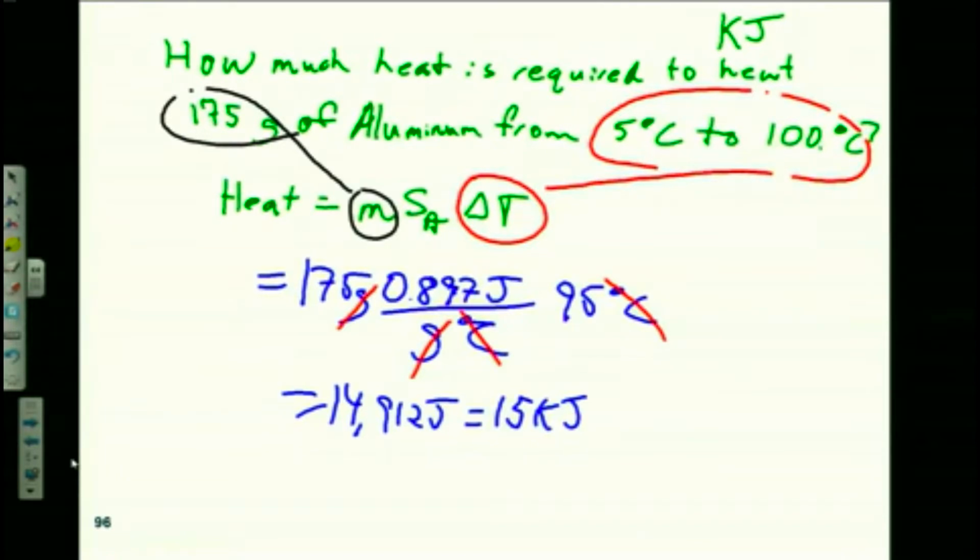A little bit of problem solving skills: do like I do, circle stuff in a problem and mark out stuff that's not important. Is it important that it's aluminum? Yes, because if you don't know it's aluminum, you're not going to get the right specific heat. Okay?